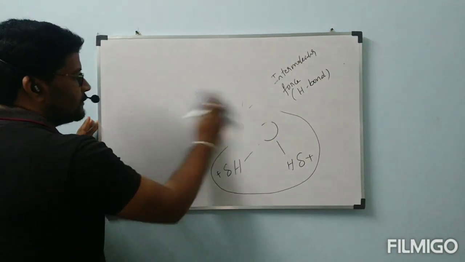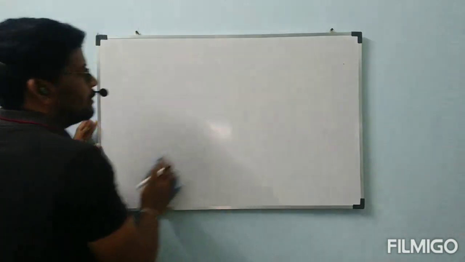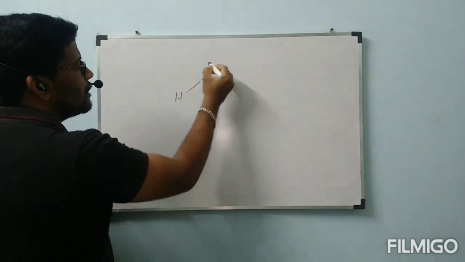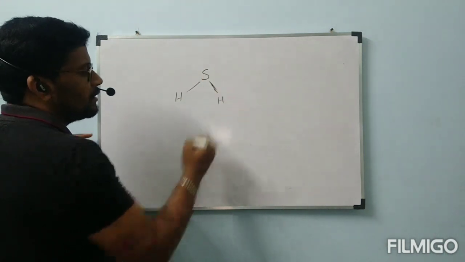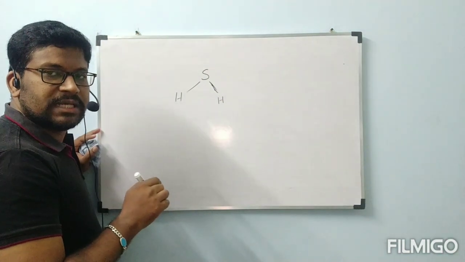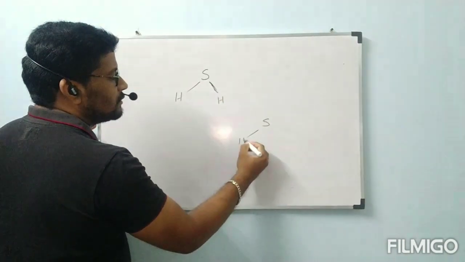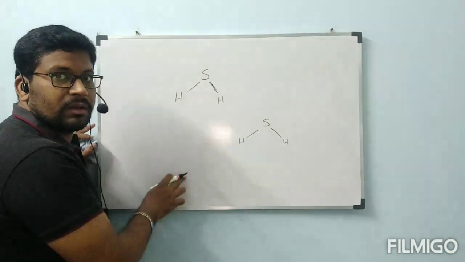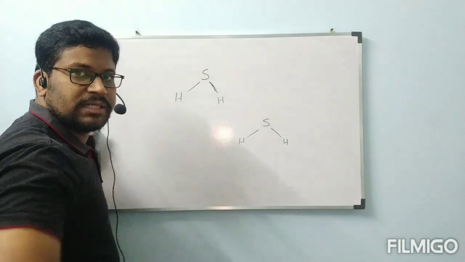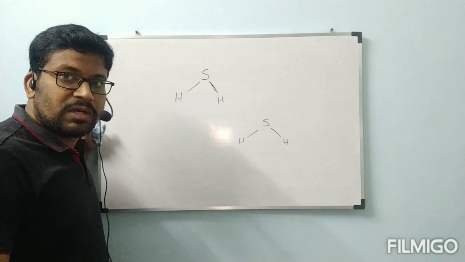What about H2S? In H2S, sulfur is present, which is less electronegative than oxygen. Then another sulfur. This is another H2S molecule. Between this H2S and H2S molecule, hydrogen bond is not present.